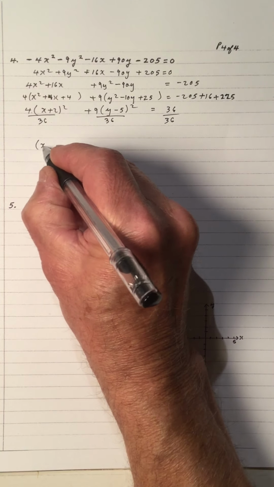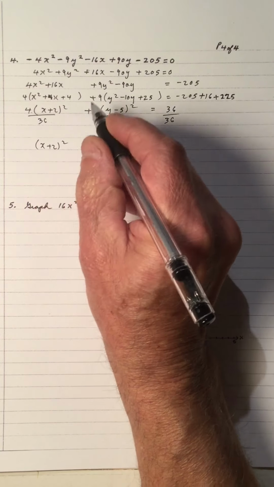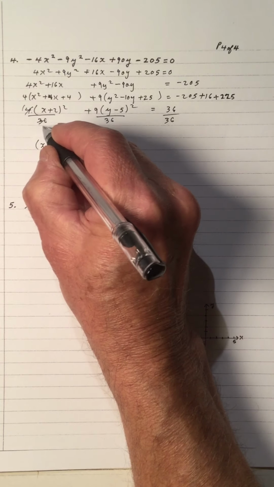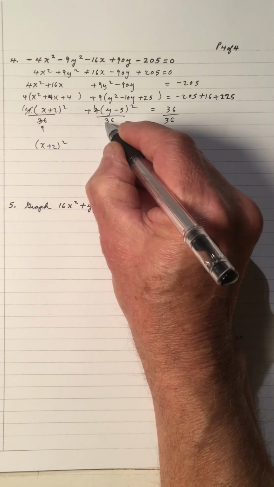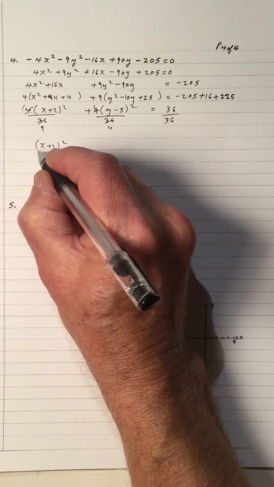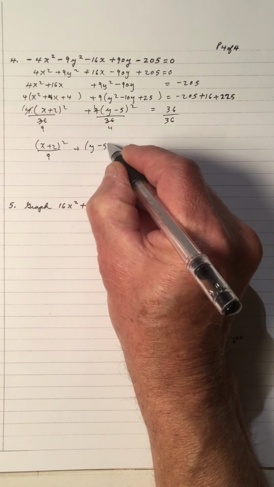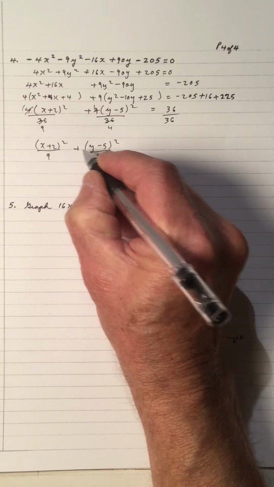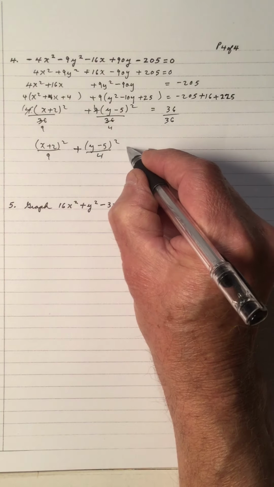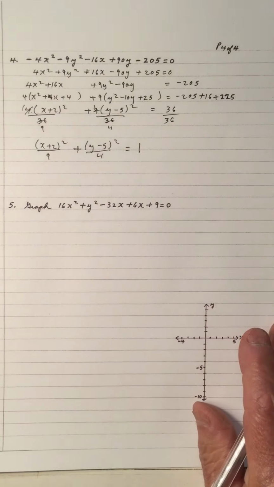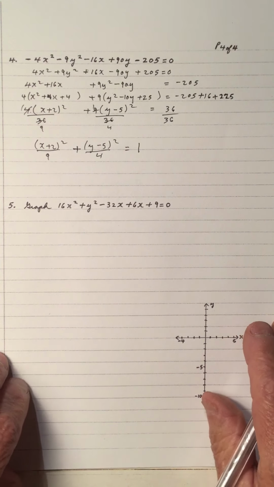So now we get x plus 2 squared. 4 cancels into 36, 9. 9 cancels into 36, 4. And equals 1. So there's the transformational form, completing the square.